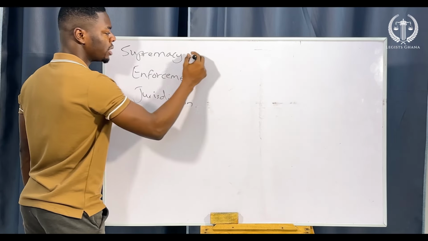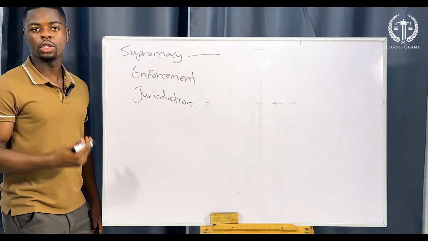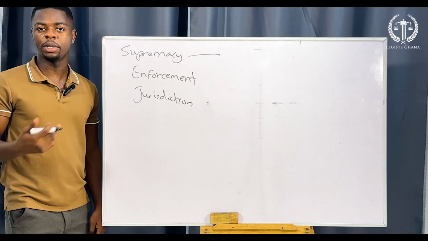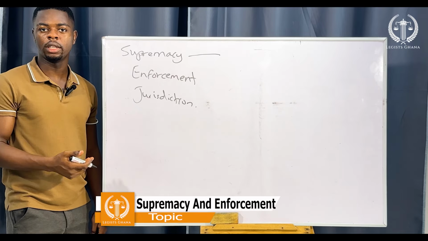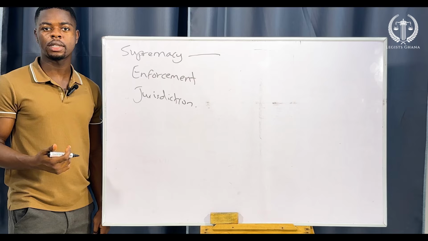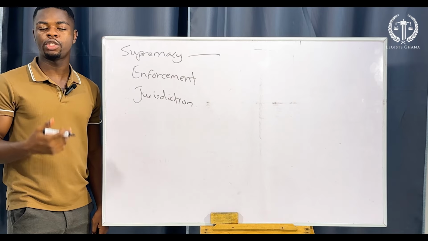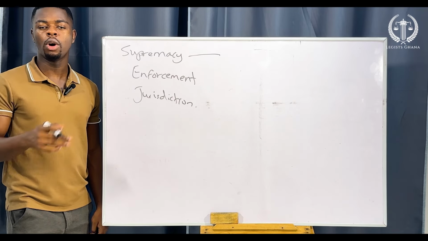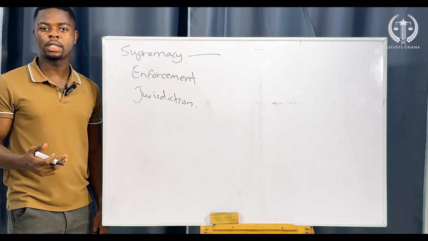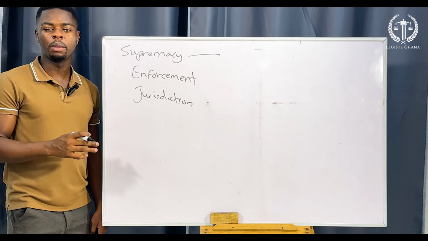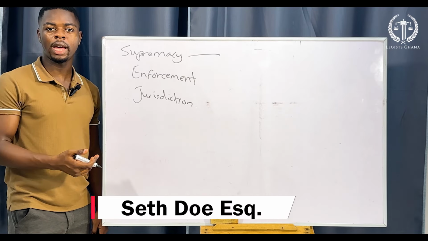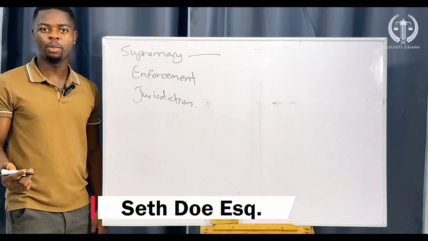Now, what is supremacy? We all know that the Constitution is not an ordinary document. It reflects the will and ambitions of the people. Usually, the Constitution sets up the arms of government as well as their powers, their functions, and even the restrictions or limitations on those powers. The Constitution also decides the relationship between the state and the people and how these arms of government should exercise their authority on the people.